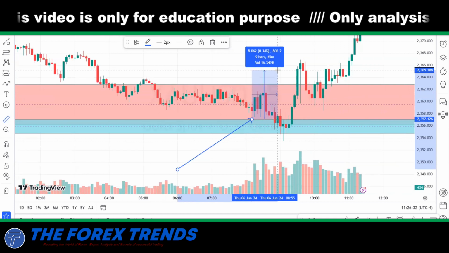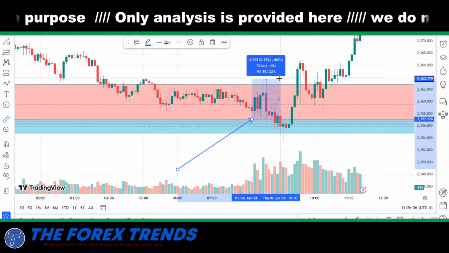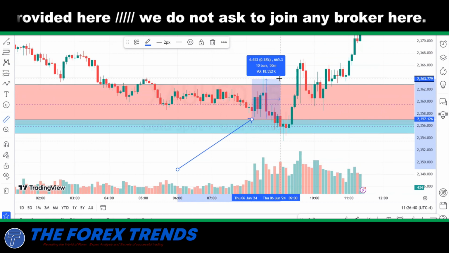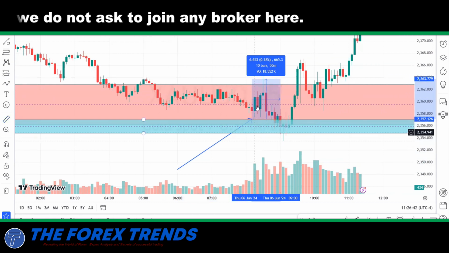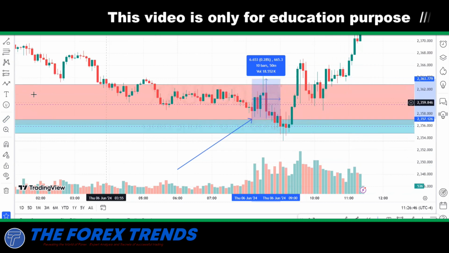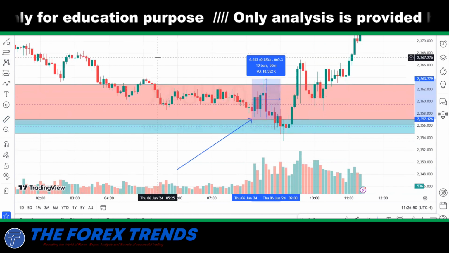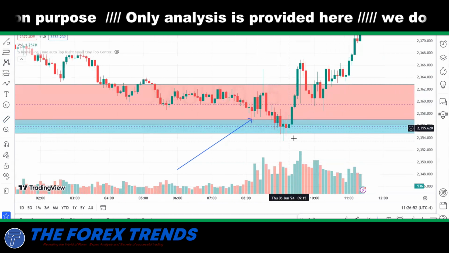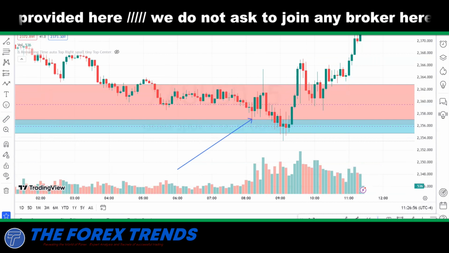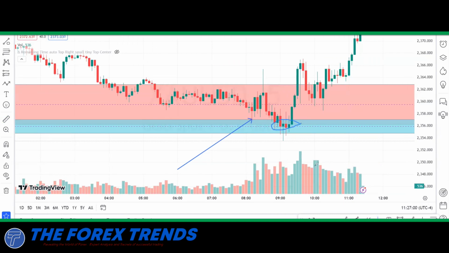I booked some profit from this level, that is the 60 to 70 pips level, and I shifted my SL to break even. Unfortunately, the market came back down and hit my break even. After that, I got out of this trade, and I initiated a buy again from this zone, that is the 2355 level.